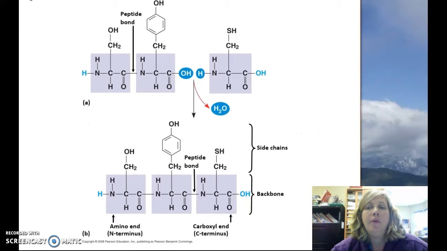So here's an example of the reaction. Remember, this reaction is called dehydration synthesis, and it's called that because notice that water is being taken out of the reaction in order to form this bond. And so this is the peptide bond that forms. You'll see I'm just going to highlight it here.